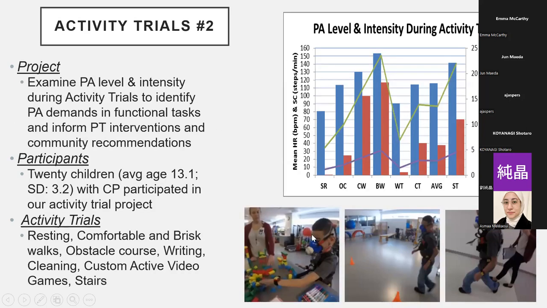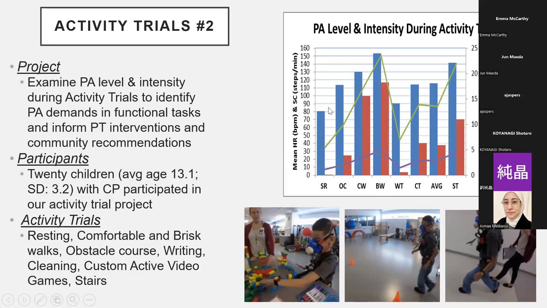And just quickly to say, in one of our trials we did it with the custom games, and in other trials it was with the commercial games before we had the custom games. So this graph is telling us on the x-axis the type of games: supine, obstacle course, comfortable walking, brisk walking. This is a writing task, sitting and writing like in school, a cleaning task, cleaning the table at home, an active video game as an active leisure task. And this is a stair task, climbing stairs.